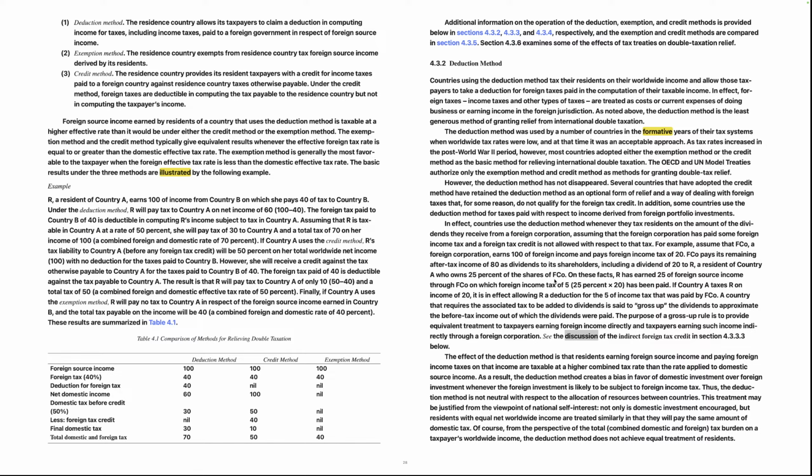Foreign combined tax rate. Combined tax rate.